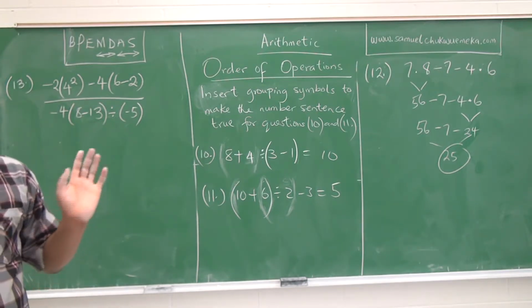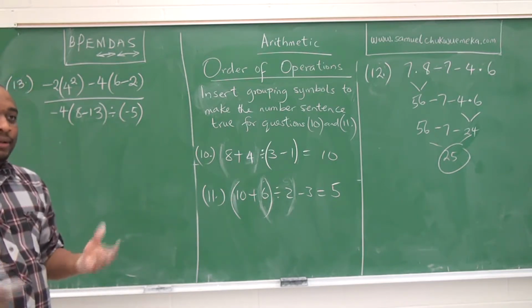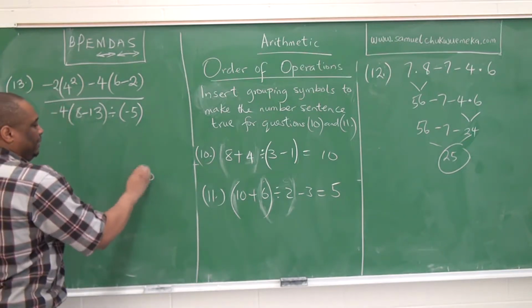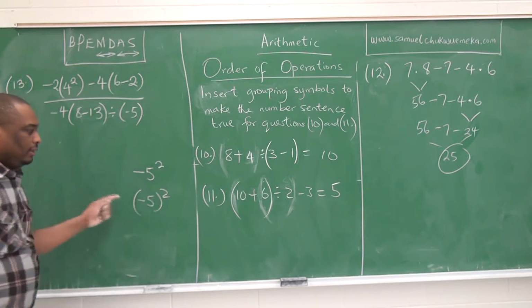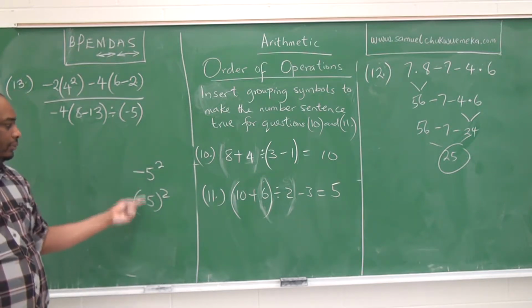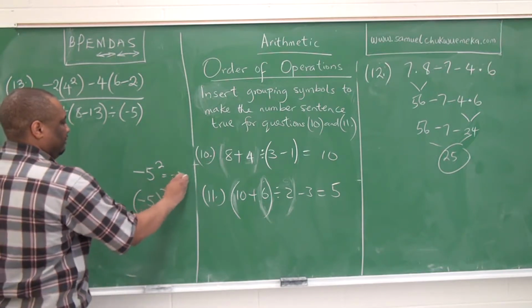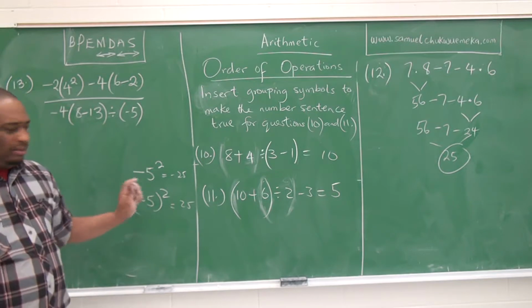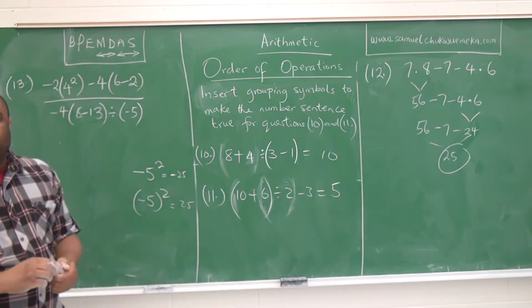It does not matter. Yes, it is important, especially when you have exponents. Just to deviate a bit, this and this are not the same thing. This will give you -25, and this will give you 25. I know you might ask why. If you want to know why, watch my video on exponents, where I explained it.